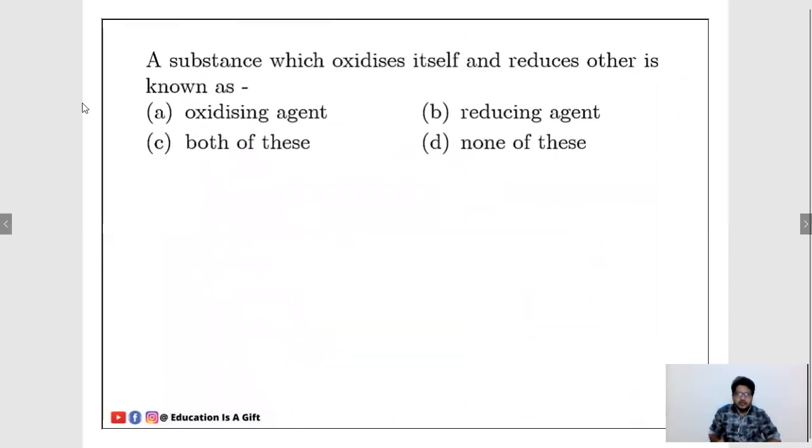You see the first question? A substance which oxidizes itself and reduces other is known as. Let us take two elements, for example, X and Y. Both elements are combining together to form a new product. So X and Y are known as reactants, and here we will get products. According to the question, a substance which oxidizes itself, so any one of these you can consider, either X or Y. Okay, let us consider Y.